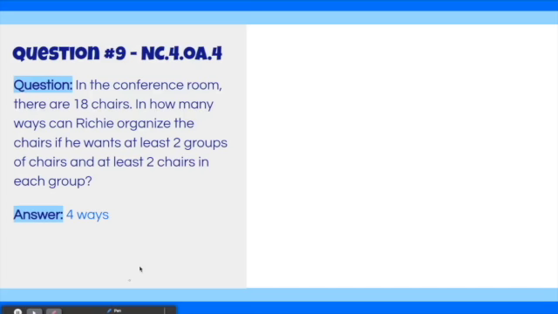So this question requires us to figure out the factor pairs of 18. So we're going to start off with doing that. So the first factor pair of 18 is 1 and 18. So when you multiply 1 and 18 together, you would get 18. The next factor pair is 2 and 9. When you multiply 2 and 9 together, you also get 18. The last factor pair is 3 and 6. When you multiply 3 and 6 together, you will also get 18.